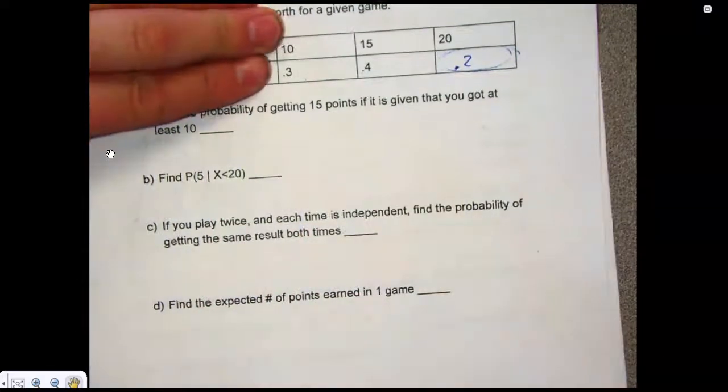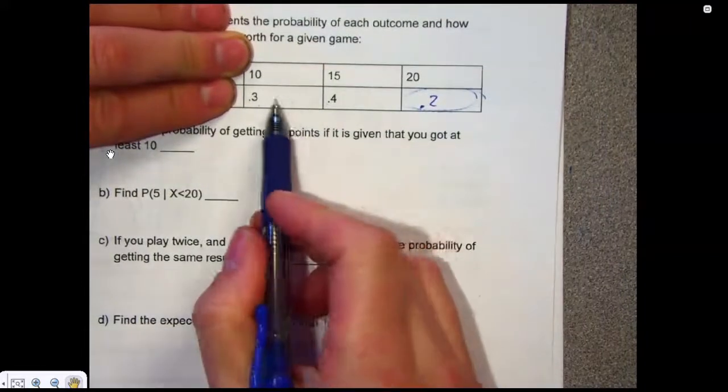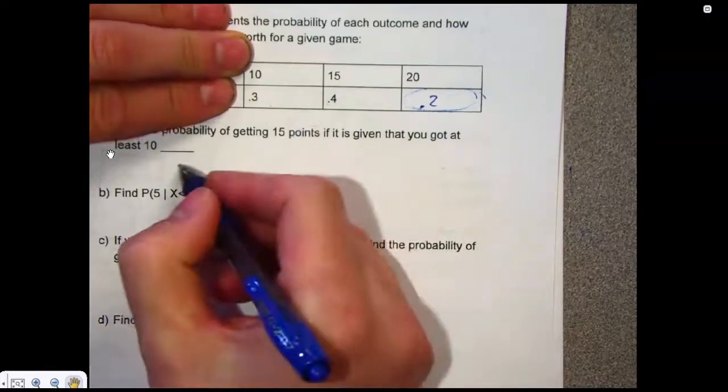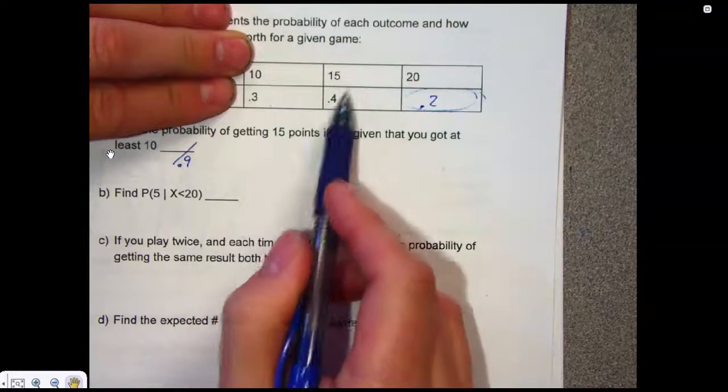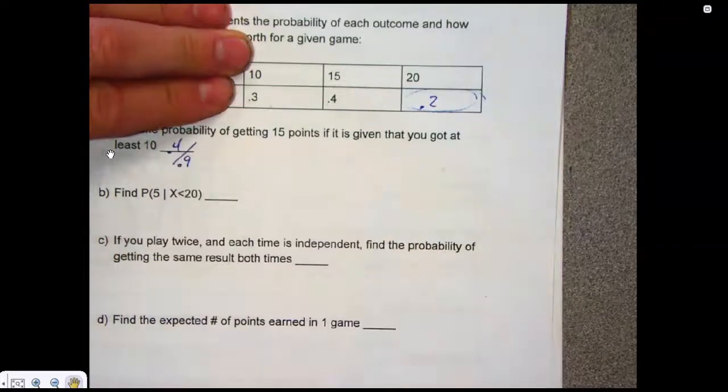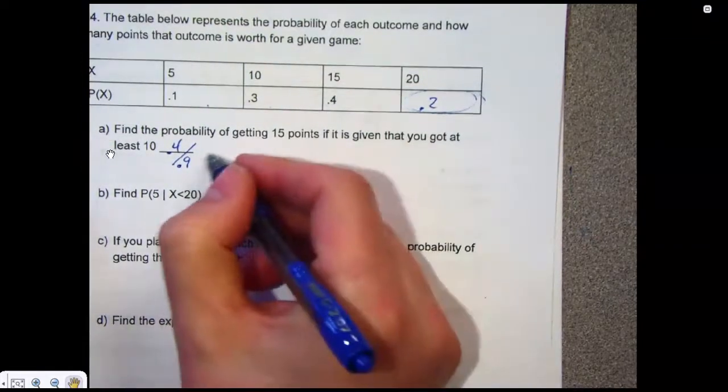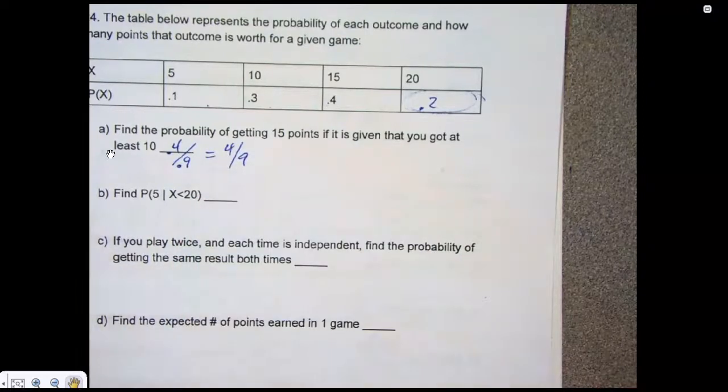Well, if you know you got at least 10, that gets covered up and doesn't even count anymore. So now the total of your possibilities isn't 1 anymore, it's 0.9. And the probability of you getting 15 points is still 0.4. So that becomes 0.4 out of 0.9, or 4 out of 9, either way.